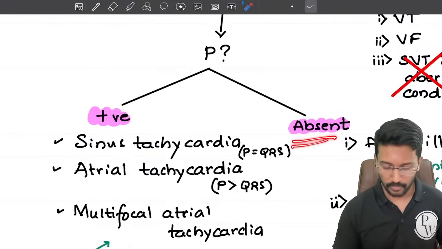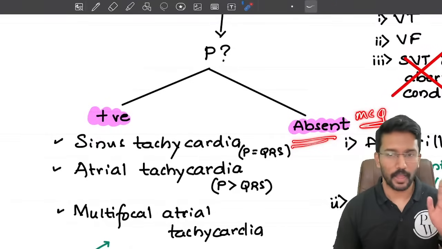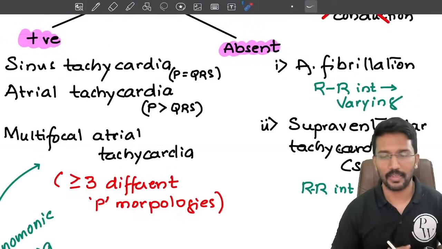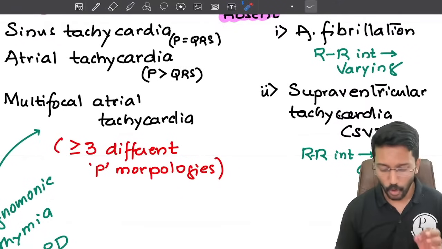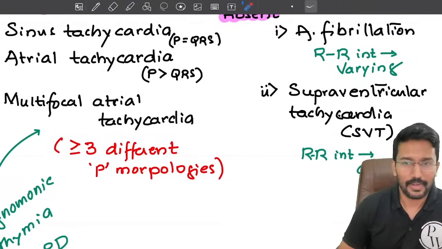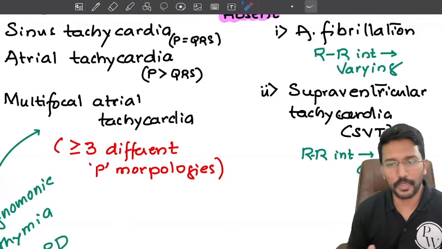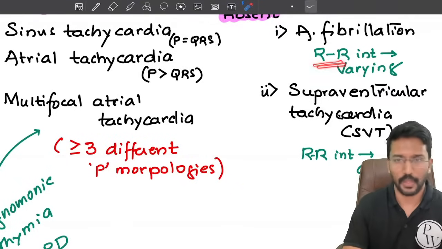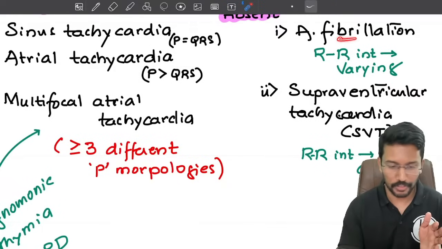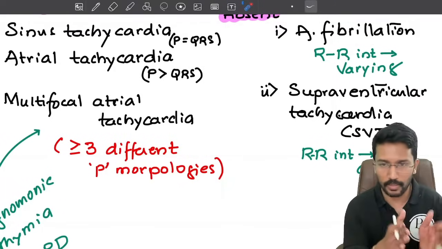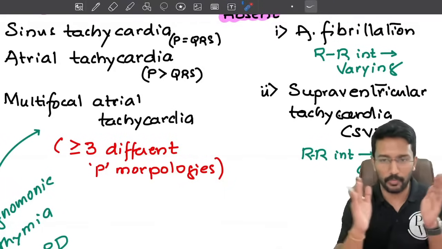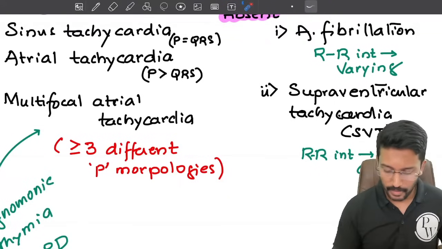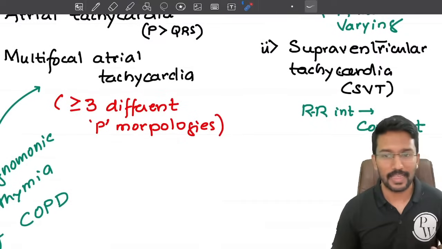But when you have absent P waves, this is where most of the MCQs are asked. Narrow complex tachycardia with absent P waves, we have two differential diagnoses. It can be either atrial fibrillation or supraventricular tachycardia, or SVT. Now how to differentiate between these two? All we have to see is the RR interval. In atrial fibrillation, the RR interval will be varying from one beat to the next. RR interval will be becoming shorter, wider, then it is atrial fibrillation. If the RR interval is constant, then it is SVT, right?